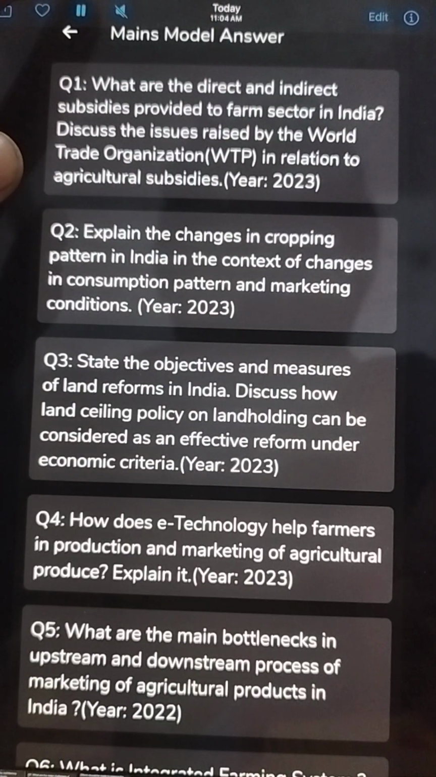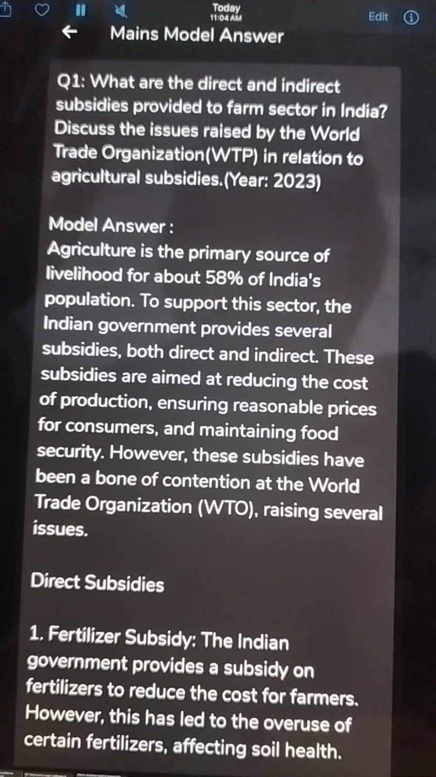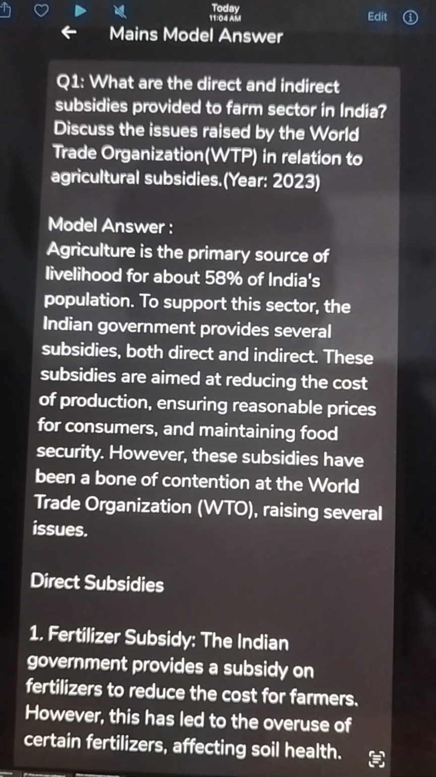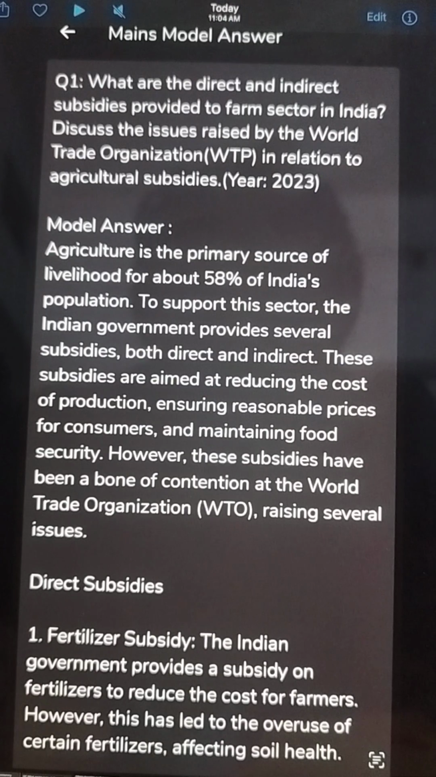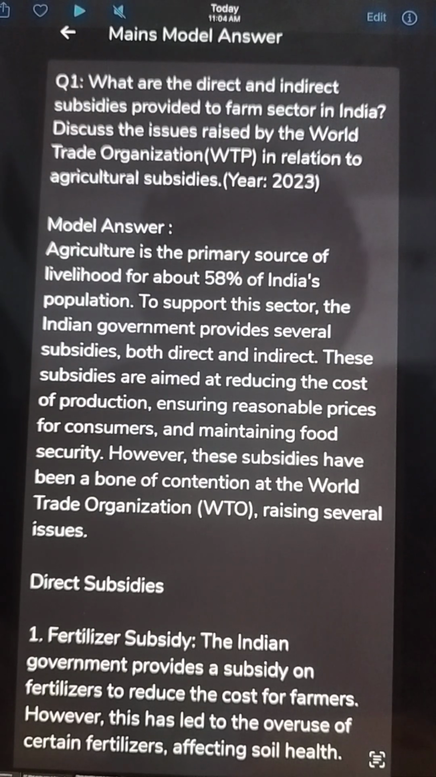Then what are the direct and indirect subsidies provided to the farm sector in India? Discuss the issues raised by the World Trade Organization in relation to the agriculture subsidies. Look, agriculture is the primary source of livelihood for about 58% of India's population. To support this sector, the Indian government provides several subsidies, both direct and indirect. These subsidies are aimed at reducing the cost of production, ensuring reasonable prices for consumers, and maintaining food security. However, these subsidies have been a bone of contention at the World Trade Organization, raising several issues.